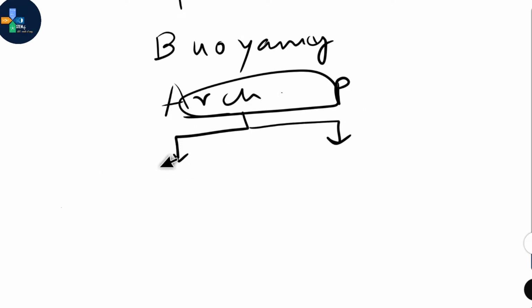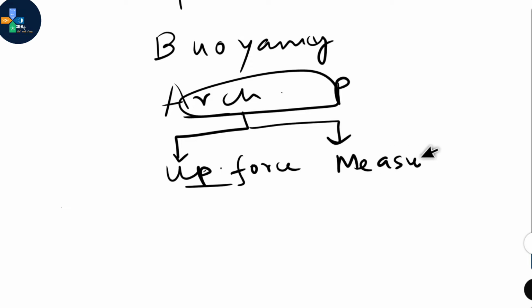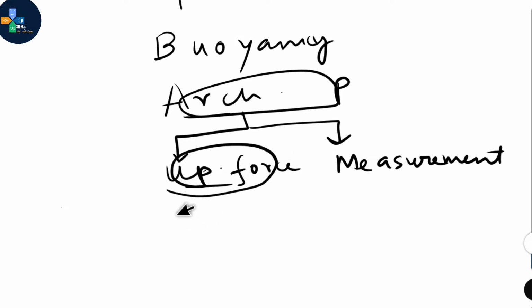One is related to the upward force applied by the fluid onto the object, whatever is dipped partially or fully inside that fluid, and the second part is the measurement of that force. We haven't yet discussed the measurement of this force. To understand the existence of the upward force, there are a few methods I can share with you.